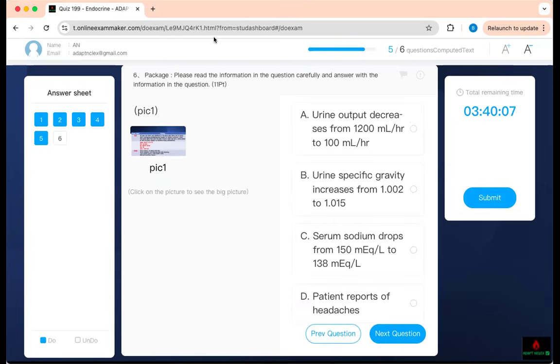Right. So these are some of the things requiring you to think. I'm bringing the urine output down where it's fine. I'm bringing the urine specific gravity to normal, which is good. I'm bringing the sodium to normal. That means A, B, C is not the answer. If you start having headache, it means you're retaining too much fluid and you are fluid overloaded. That's why you're getting headache.